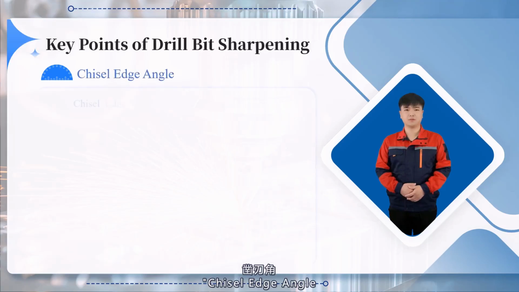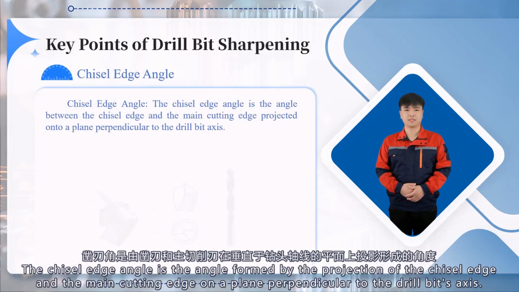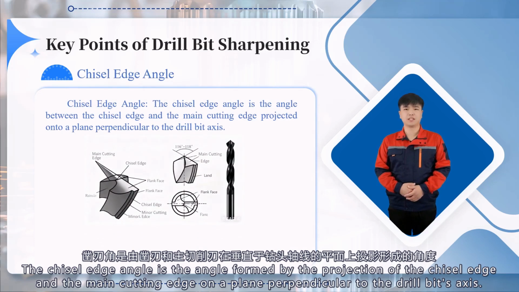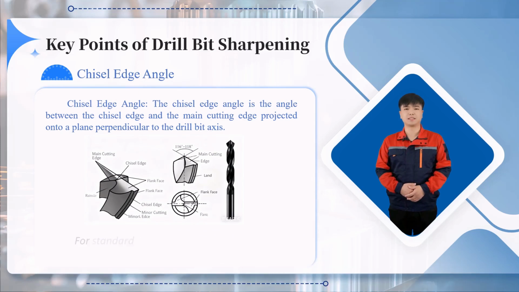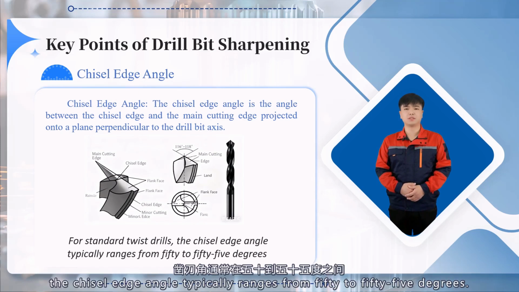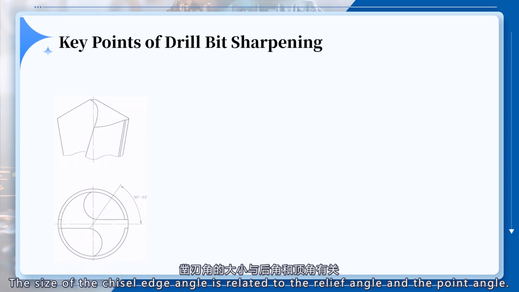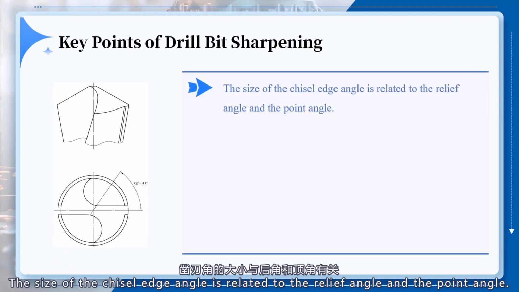Chisel edge angle. The chisel edge angle is the angle formed by the projection of the chisel edge and the main cutting edge on a plane perpendicular to the drill bit's axis. For standard twist drills, the chisel edge angle typically ranges from 50 to 55 degrees. The size of the chisel edge angle is related to the relief angle and the point angle.